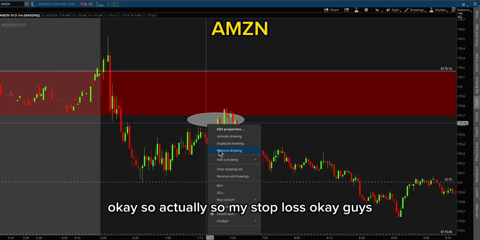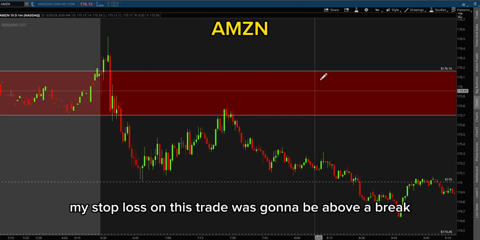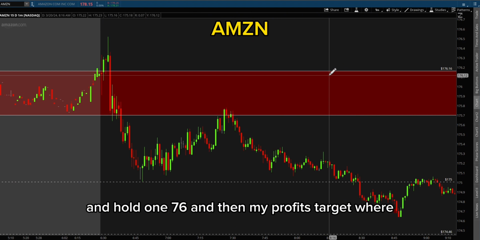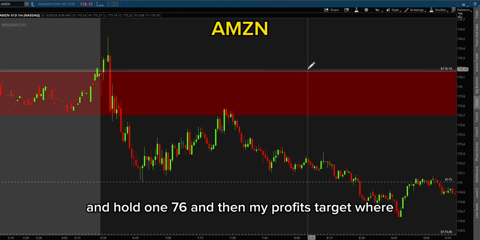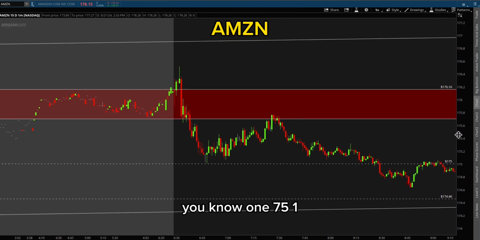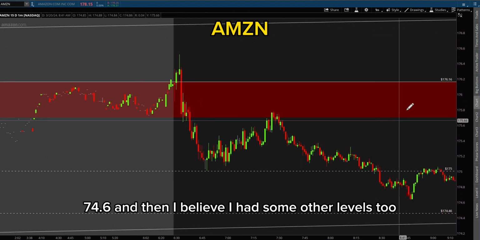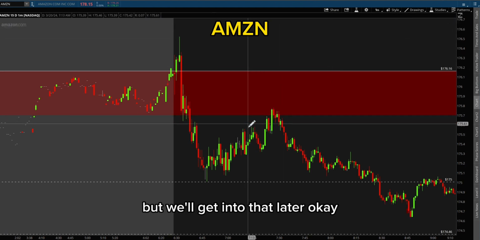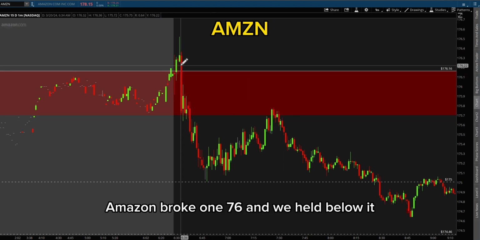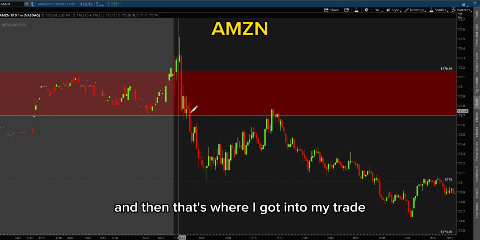Actually, my stop loss on this trade was going to be above a break and hold of 176, and then my profit targets were 175, 174.6, and I believe I had some other levels too, but we'll get into that later. This is what happened. Amazon broke 176 and we held below it, and that's where I got into my trade.